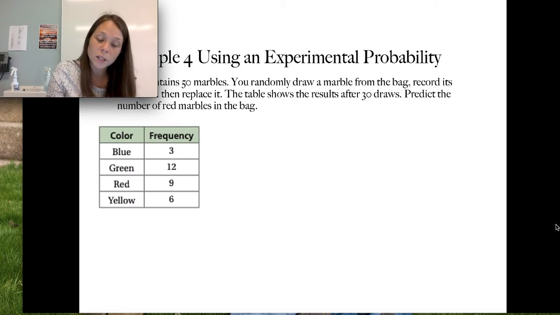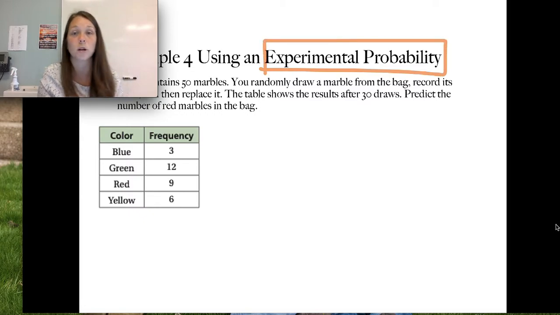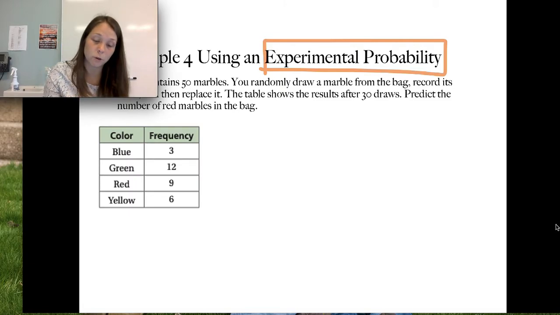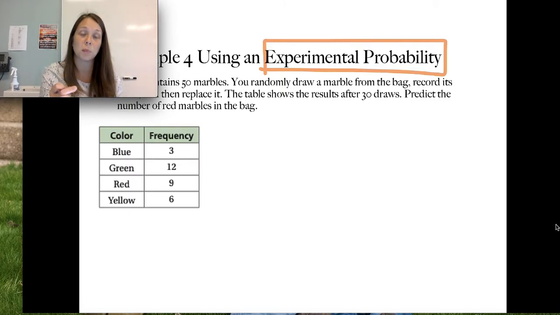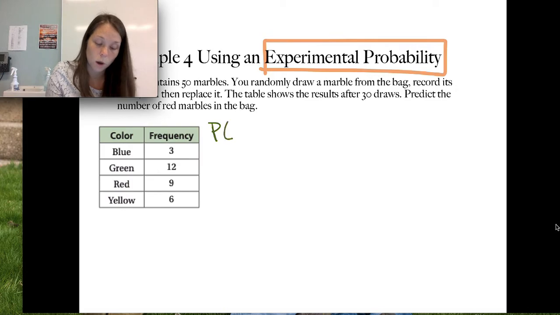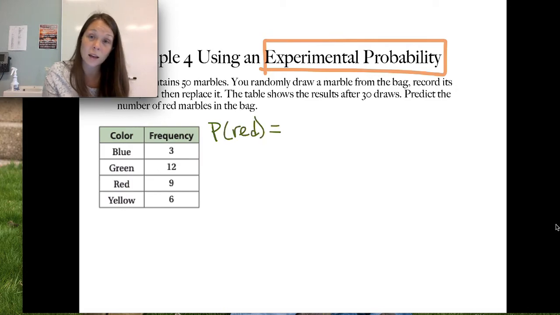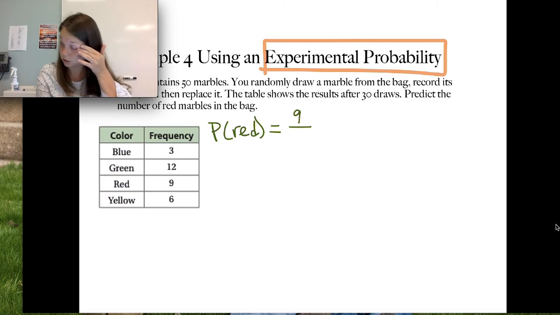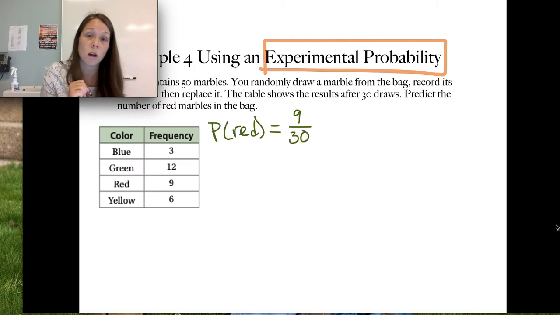So this one, we're wanting to use our past results from our experiment to make a prediction of how many marbles are in the bag. So first, we need to figure out what is our relative frequency, what is the likelihood or the probability that we got a red marble out of the bag. So our probability of getting a red marble out of the bag based on the experiment, well, there were 9 red marbles that we got out of a total of 30 times drawing from the bag.